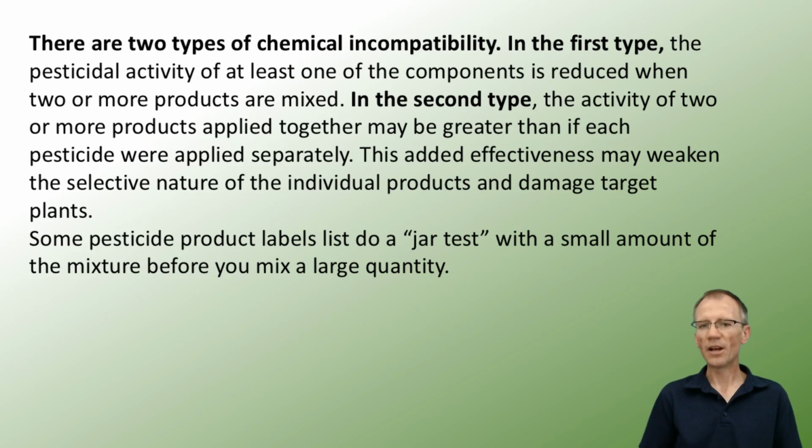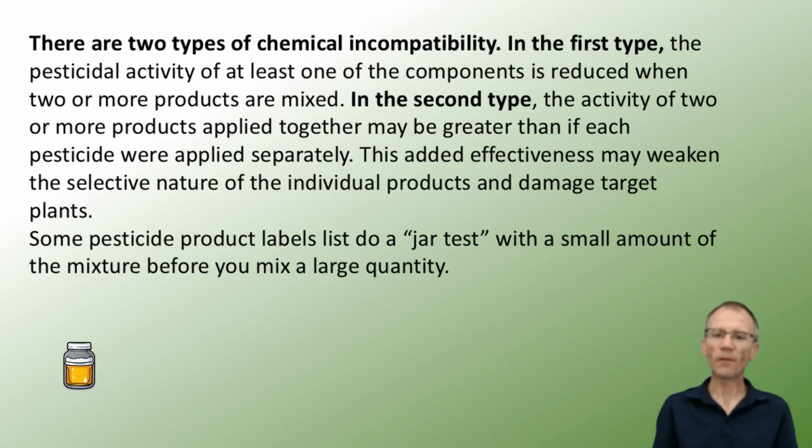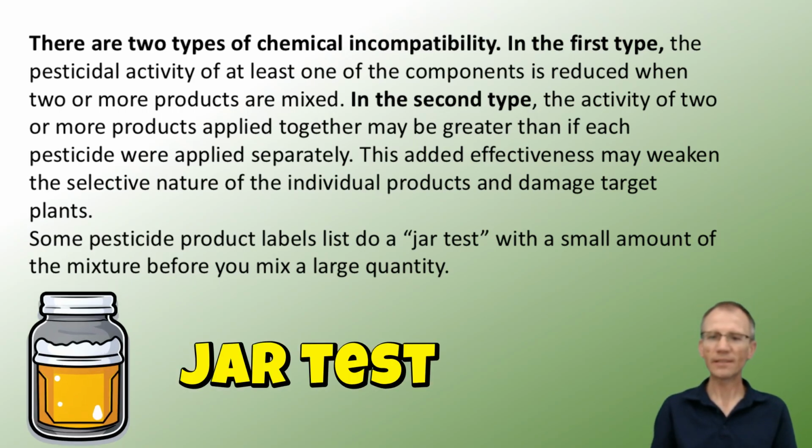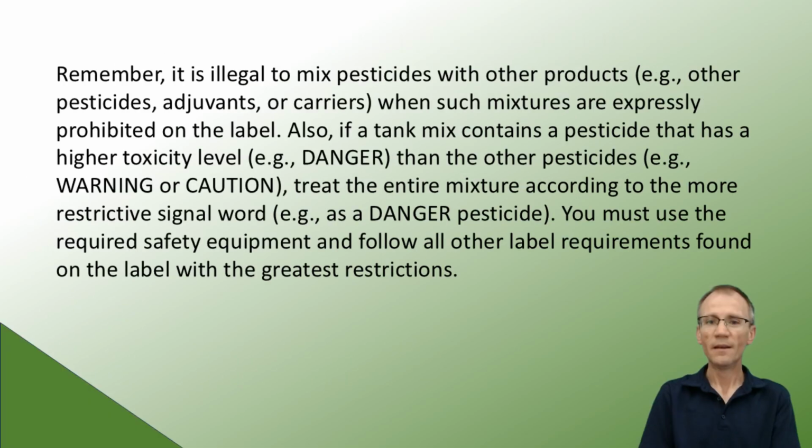Some pesticide product labels call for a jar test with a small amount of the mixture before you mix a large quantity. That's something you may want to remember real quick, that jar test. Just remember, sometimes on the labels you'll see you can do a jar test to mix a small amount of the mixture before you mix a large quantity, just to make sure there's no chemical incompatibility of two different products.